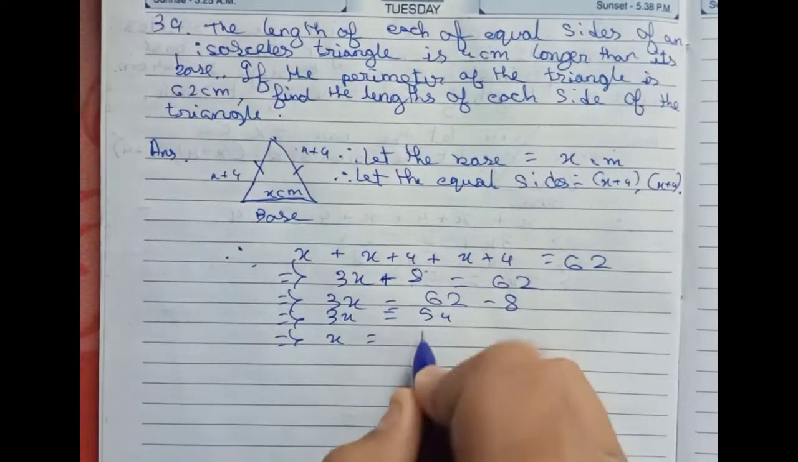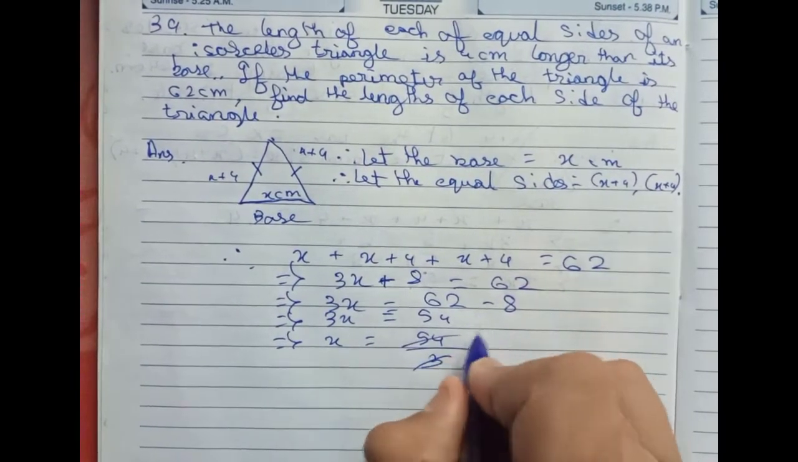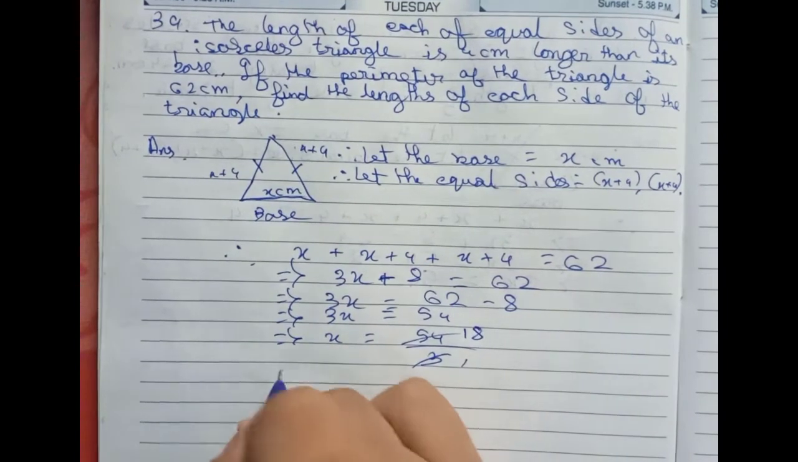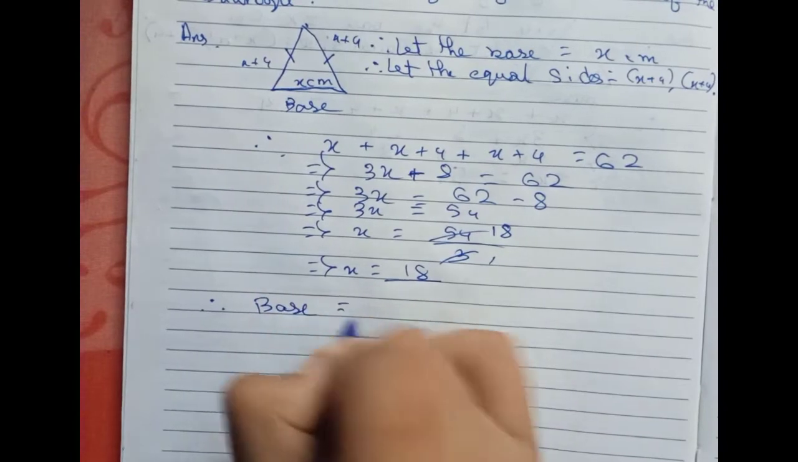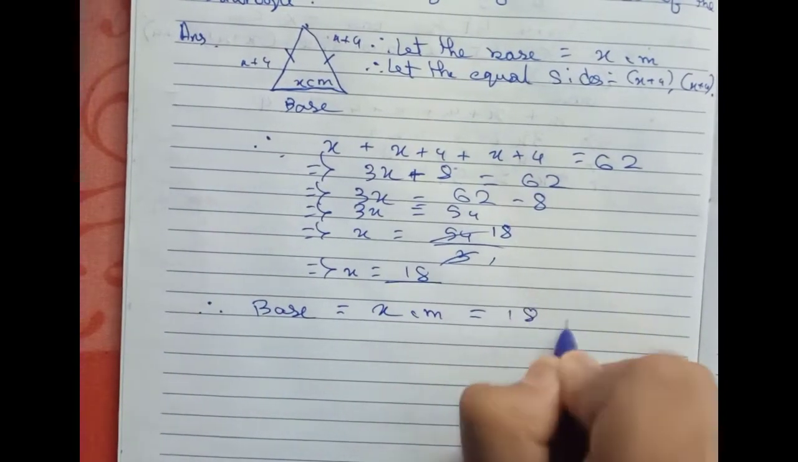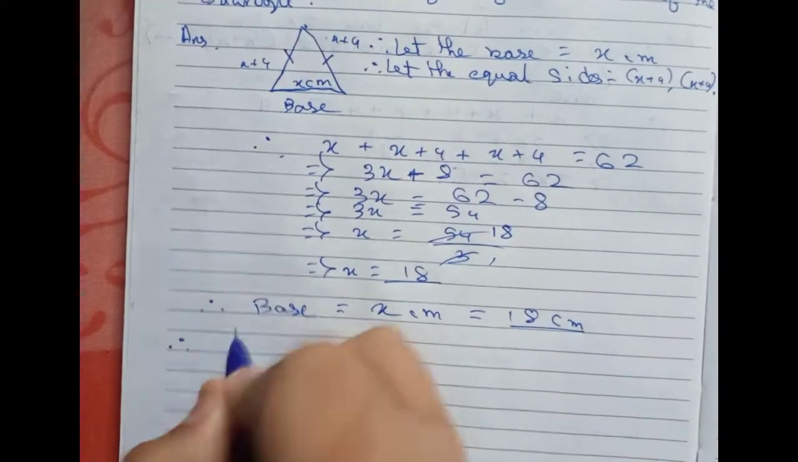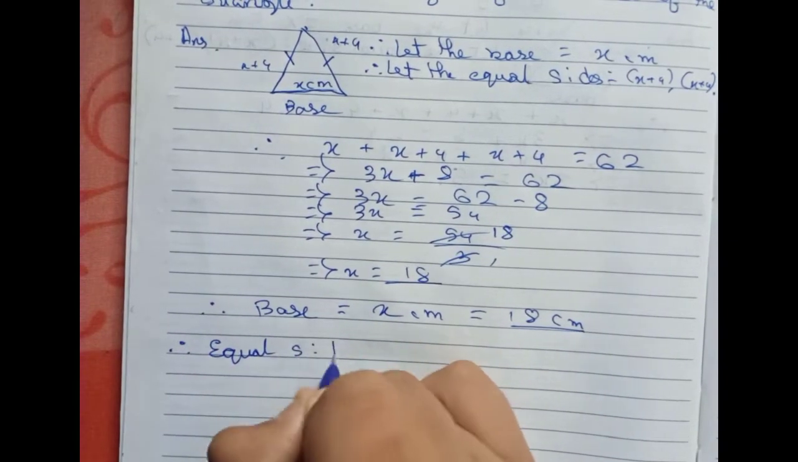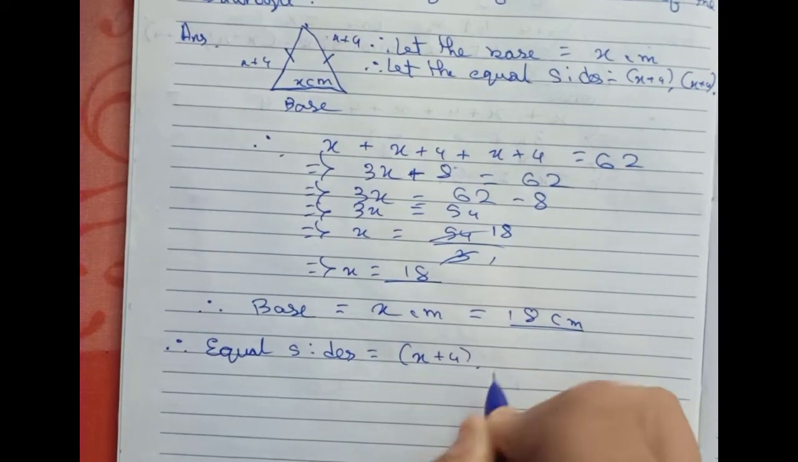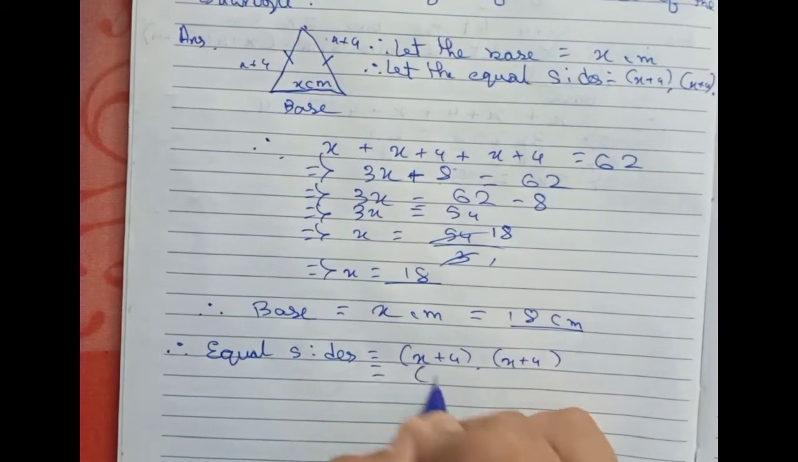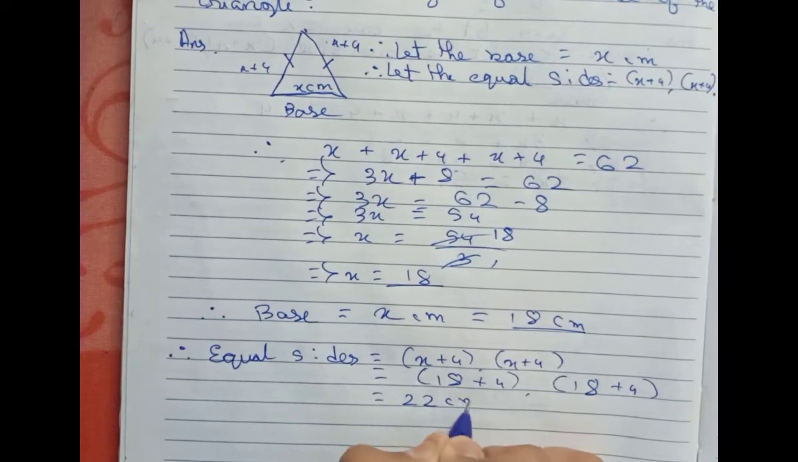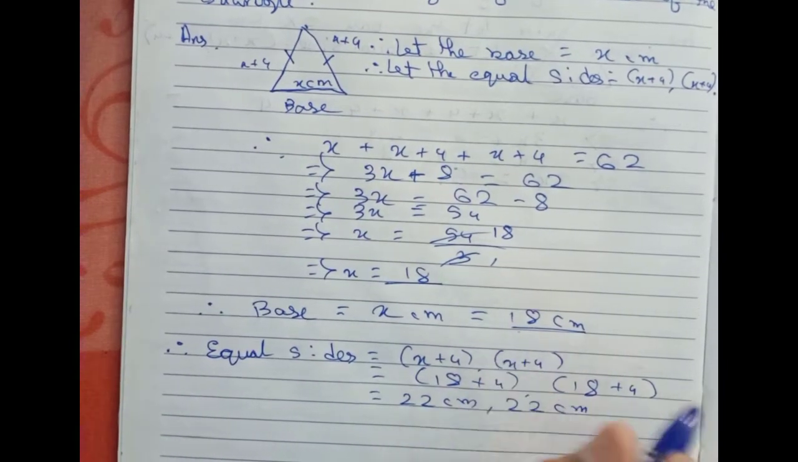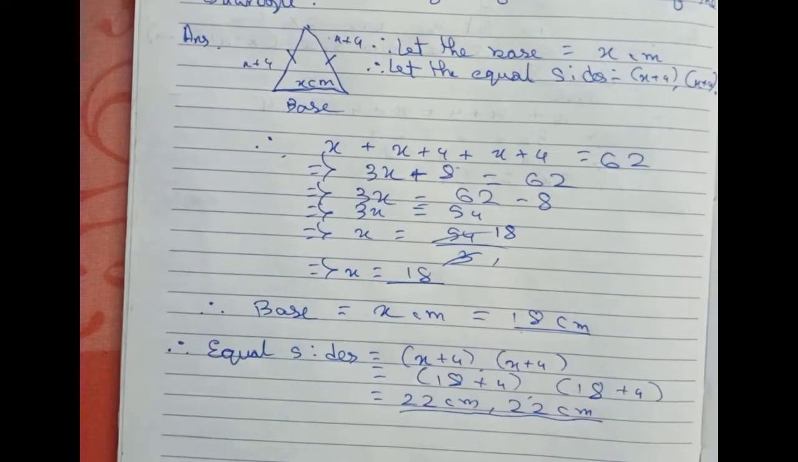Or you write x equals 54 by 3, and if you cut it, it becomes 18. So x equals 18. This is the value of x. Therefore the base, which you have taken as x centimeter, will remain 18 centimeter. So this is our base. Our equal sides, which you have taken as x plus 4, x plus 4 centimeter, will become 18 plus 4, 18 plus 4, that is 22 centimeter, 22 centimeter. So 18 centimeter, 22 centimeter and 22 centimeter is our final answer.